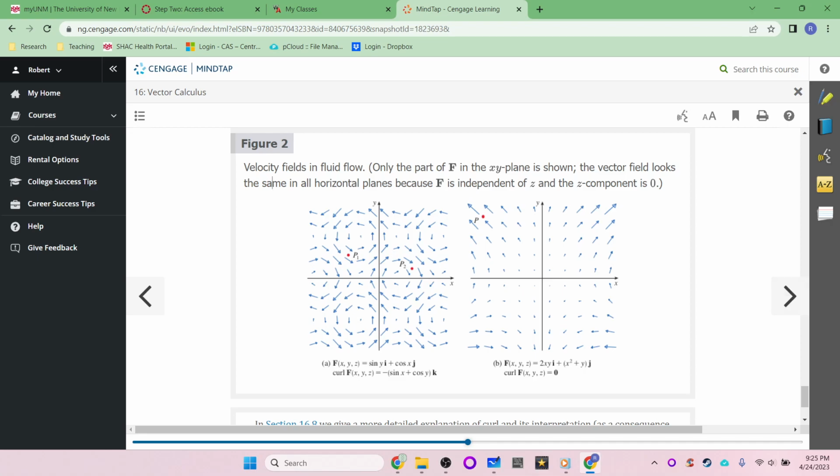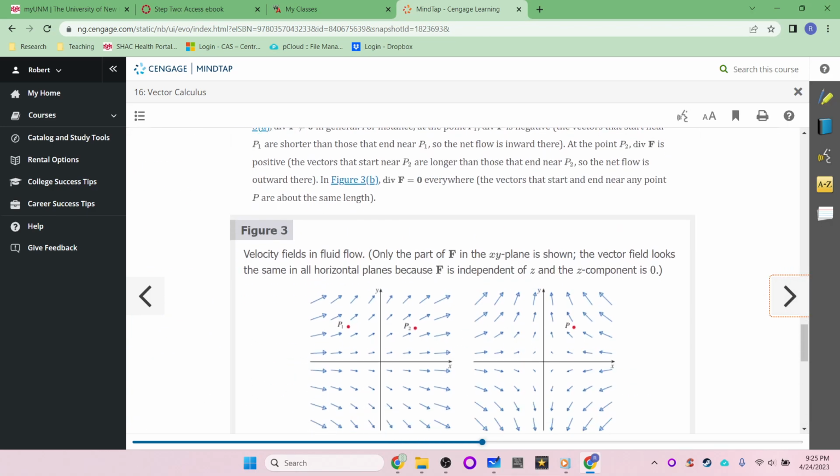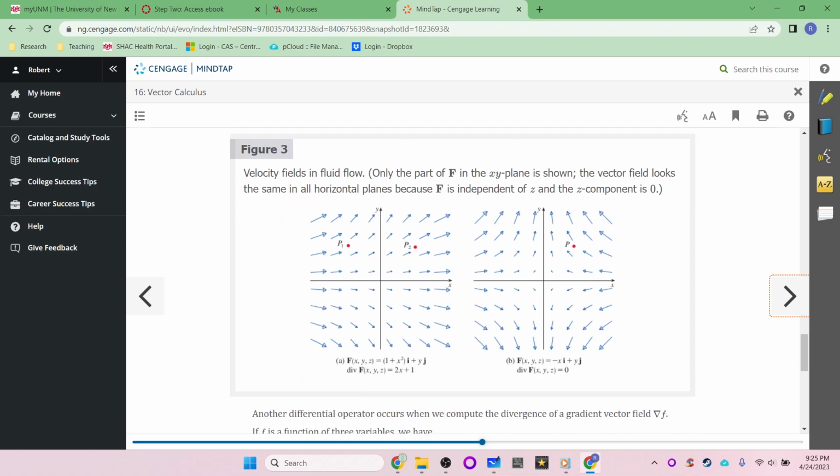What about div? Well, let's look at that. Divergence refers to how much fluid is leaving. If you look at P1, the arrows pointing at it are longer than the arrows going out. So at P1, divergence is negative. And you can see from this formula here, it's 2x plus 1, meaning if x is less than negative 1/2, it'd be negative. But you don't really need the formula. You can just look at it.